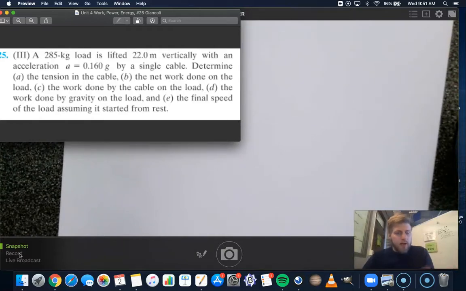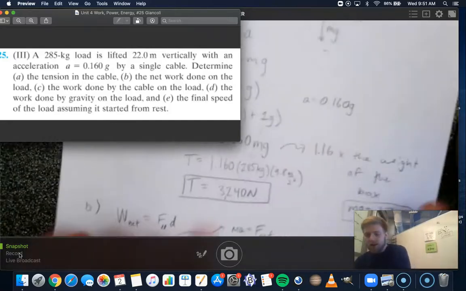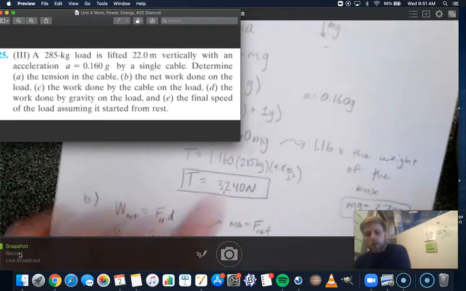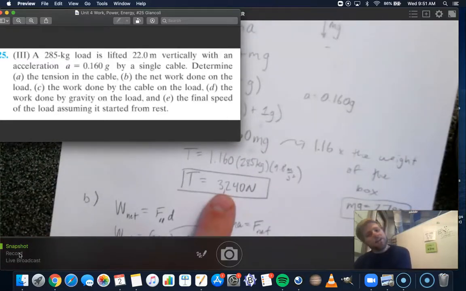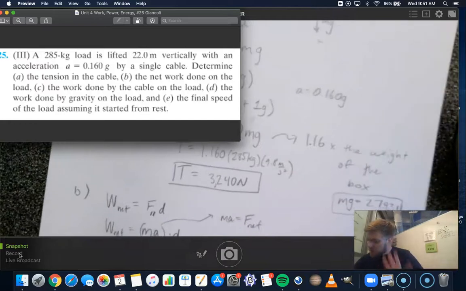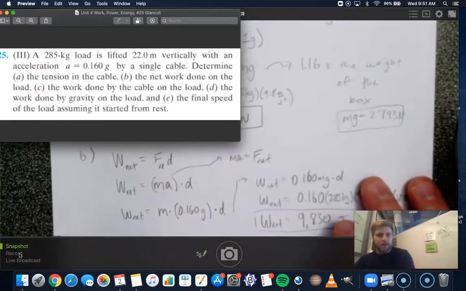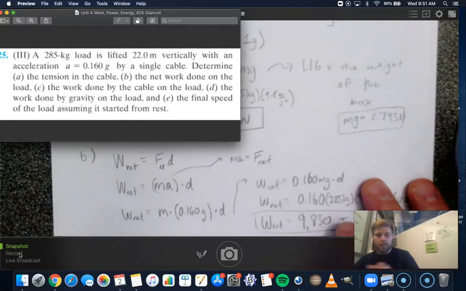It says the work done by the cable on the load. Now, the cable, well, that was the thing providing the tension a little bit earlier. So when we set this up, we're going to use this tension as our force, which is in the parallel direction. The reason we didn't use that for part B is because the language was very specific. It says the net work done.